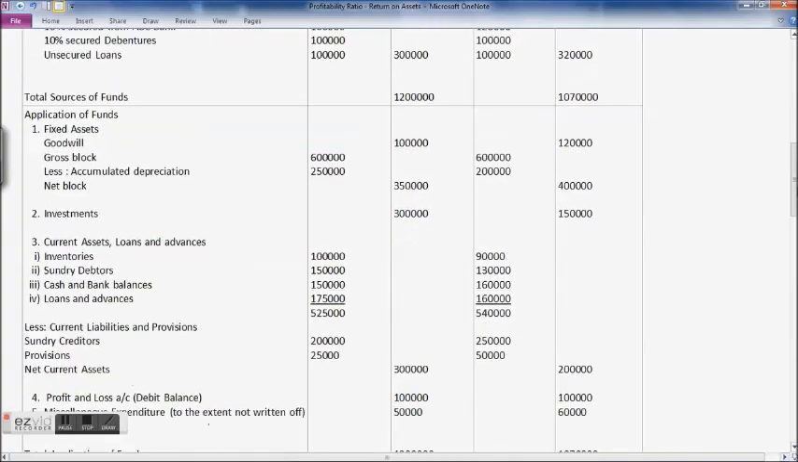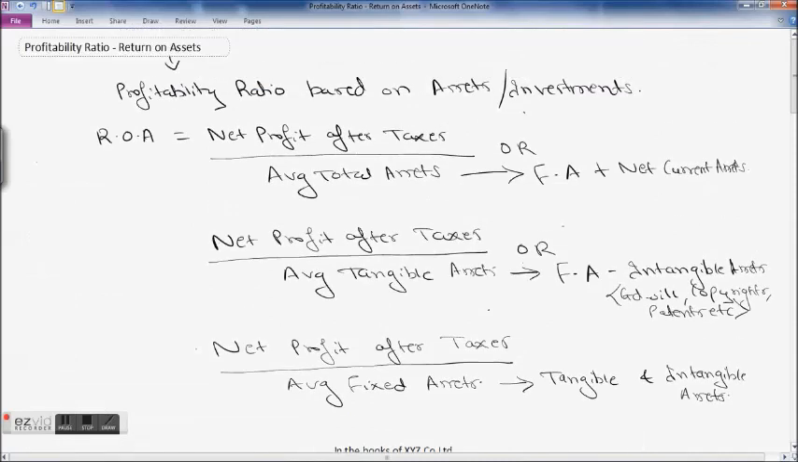So this is the way in which we calculate return on asset. Basically it implies how efficiently assets are being utilized to generate a profit in the business. So that's all about return on assets. Thank you.